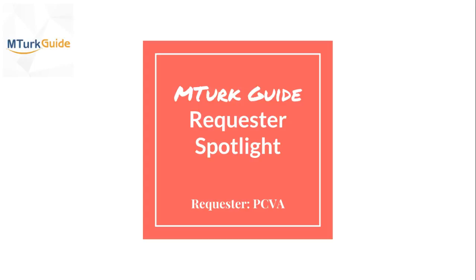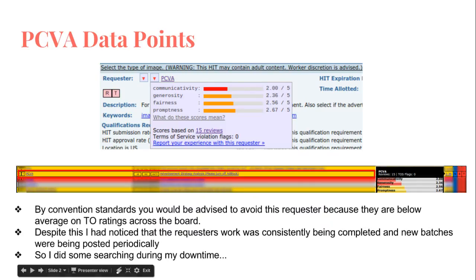So I picked a particular requester called PCVA. I don't know if it's an acronym for something, but it's just what they call themselves. I picked them because they're not obviously super good, and they're not obviously super bad. They're kind of somewhere in the middle. They're in transition, but I want to explain how I found out about it, how I figured it out. So to start out with, let me give a little perspective as to how I found them as a requester.